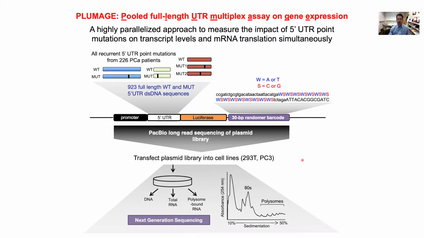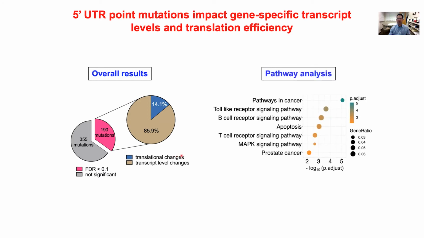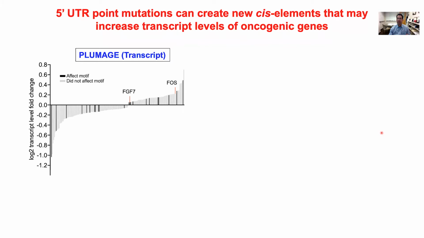What we found was that out of the 545 recurrent mutations that we looked at, approximately 35% of them had impact on transcript levels or translation rates, as shown here. What's particularly interesting is that when we looked at these genes, we found that they affect various cancer pathways, such as the MAP kinase signaling pathway, and various cellular processes that are usurped in the process of cancer, such as apoptosis.